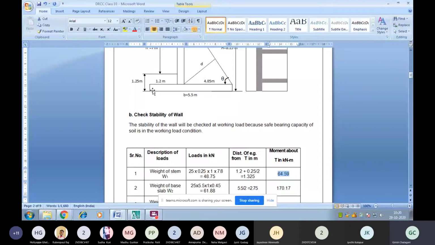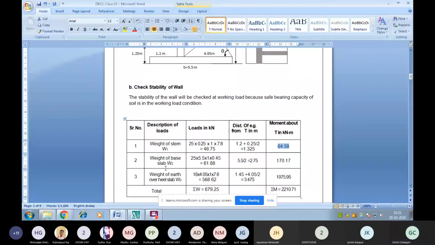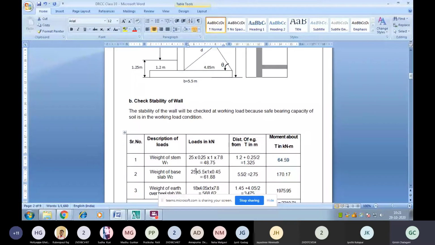Next comes the weight of the base slab. Base slab 5.5 is the width, thickness is 0.45, into density of concrete, that is 25. 1 meter width. The total we get is 61.88 kilonewtons. Then the lever arm for this will be half of the width acting, that is 5.5 divided by 2, 2.75. So 61.88 into 2.75, we get the moment will be 170.17 at the bottom. It is also acting as clockwise.